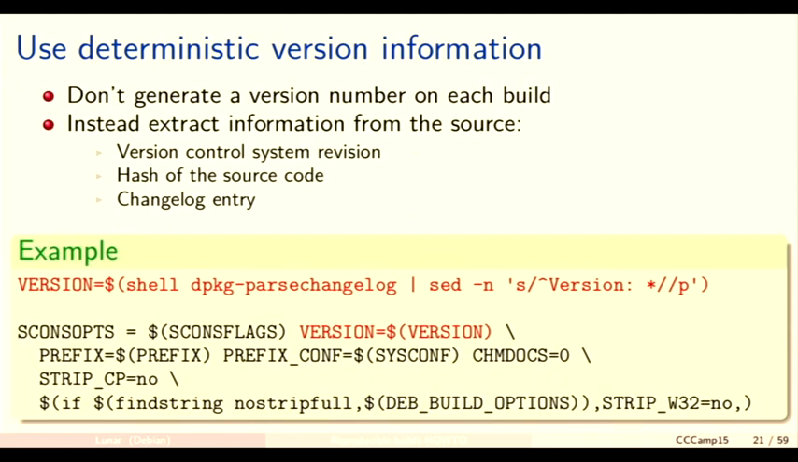What you want is to extract meaningful information about the source from the source itself. It can be a version control system revision number, it can be a hash of the source code, and if you use Git, then it does the same, yay. Or it can be a changelog entry. The example is what we do for the NCIS Debian package: we extract the version from the changelog and pass it to the build system afterward.